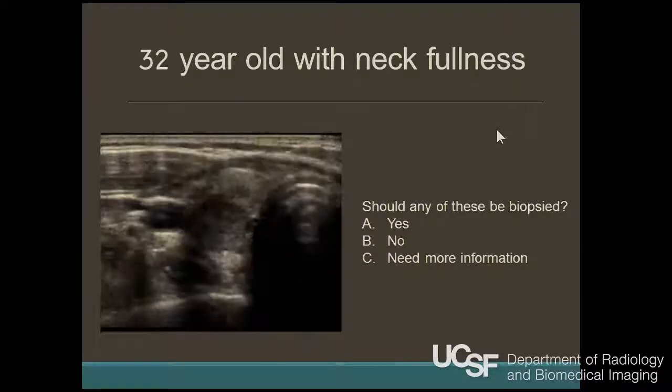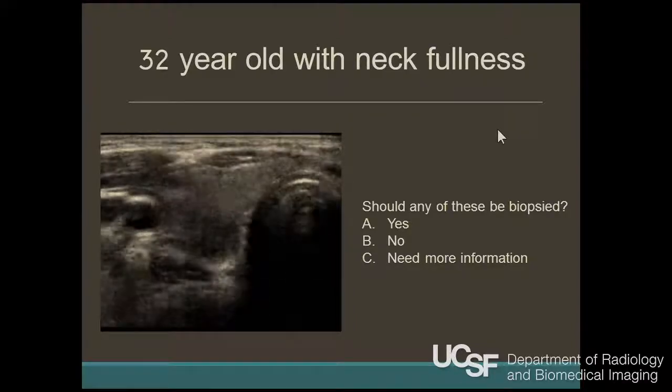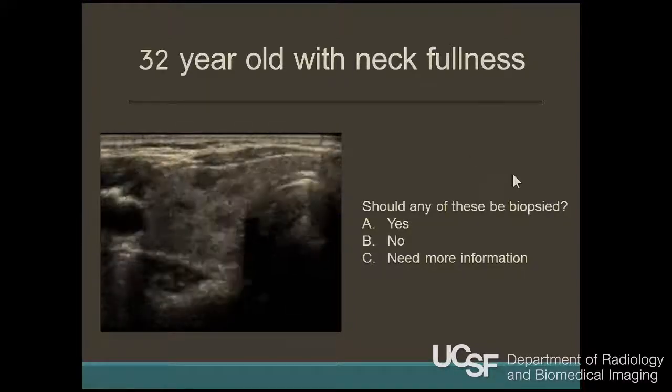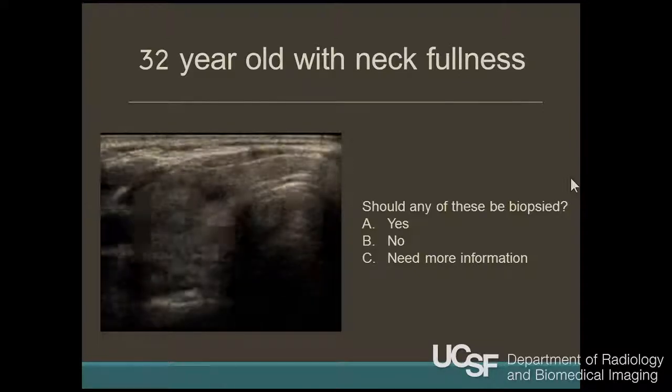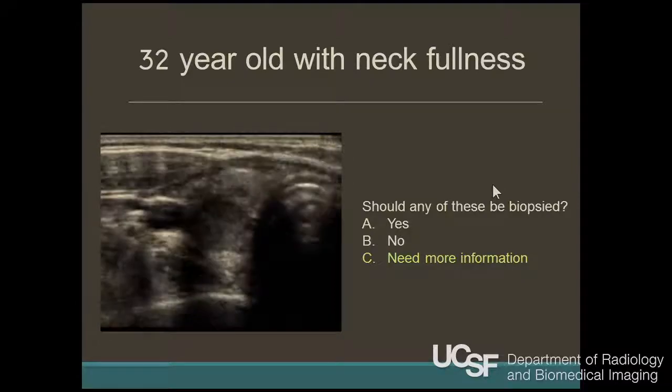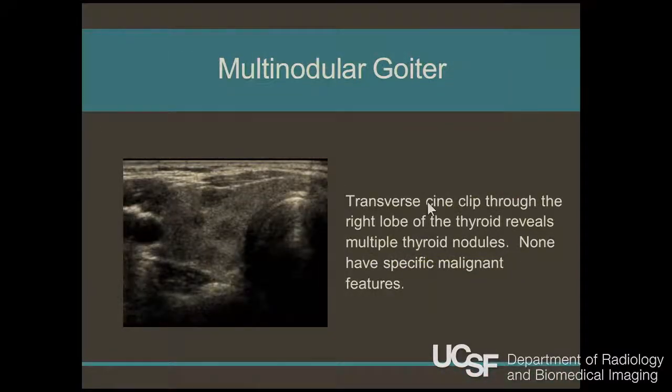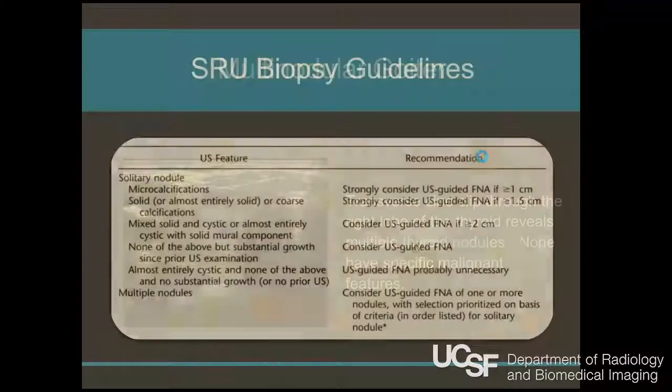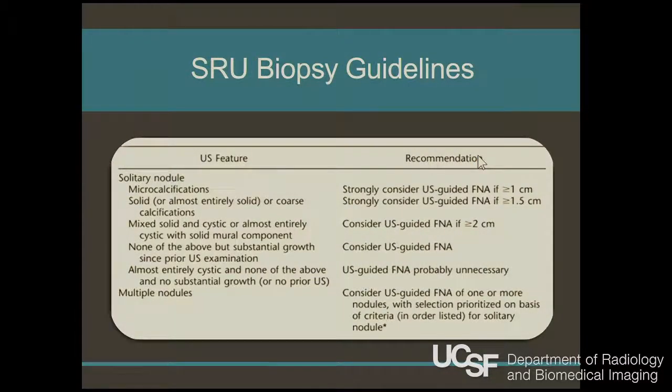So this is a thyroid ultrasound. Question is, should any of these be biopsied? And you can't really tell without some more information. This is a multinodular goiter. There's several nodules. The question is, do you need to biopsy any of these? And I bring this up to discuss the world of thyroid biopsy, which is, to me, horrendously confusing, unless you just stick to one.